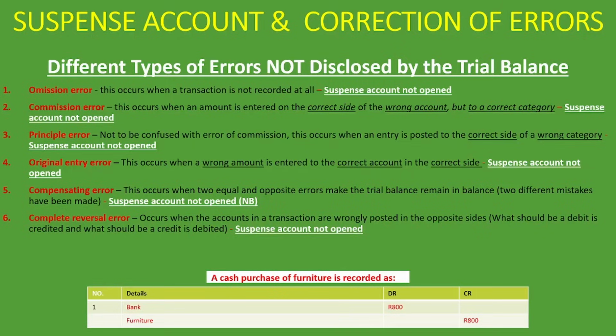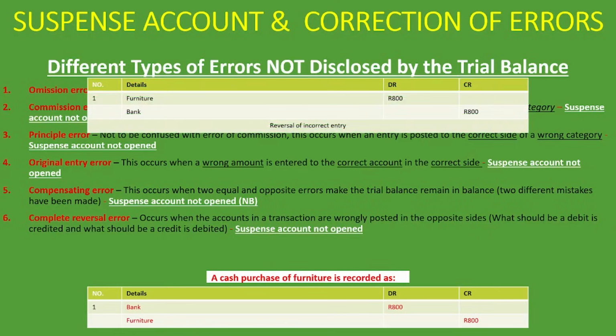Well, this error is called the complete reversal error, or the error of complete reversal. So the first thing that you need to do is to clear out what you have mistakenly done. What I mean by that is that you're now going to debit furniture because you've just removed furniture worth 800 rand from your books. So you need to reinstate it by debiting it, and you need to credit bank because you've said that money came into your bank account, which is not correct. So you need to remove that money from your books by crediting it. So you're just going to do the opposite of what was done incorrectly.